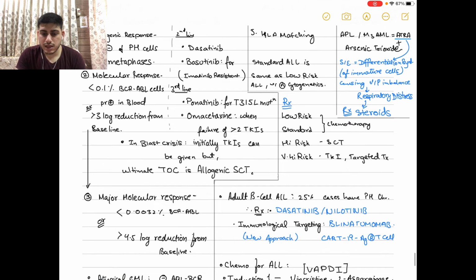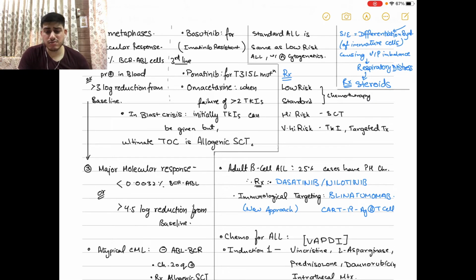Now standard ALL is the same. ALL is also divided by risk factors like low risk, standard, high risk, and very high risk. Low risk has vague features like weight loss, fatigue, and all. I haven't written it here because this video would go beyond 1 hour. So low risk and standard. I have written this classification along with their treatment. So low risk and standard, these patients will have chemotherapy.